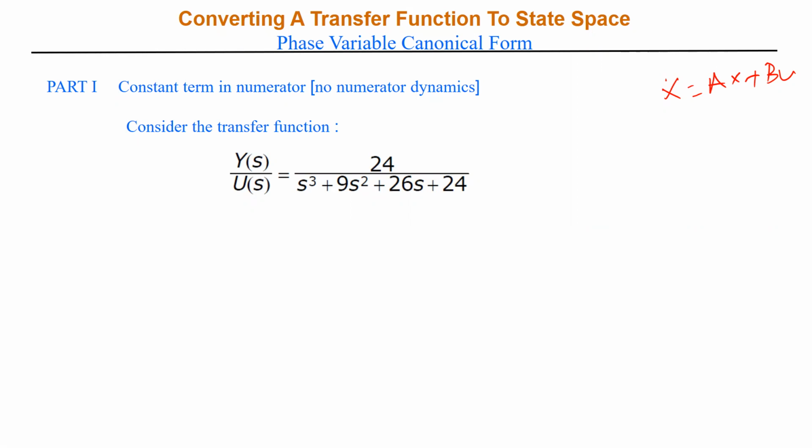But what we want is, if you have a general equation, a general transfer function, how do you find your state space model? This is what I meant. Okay, thank you. Any other questions?